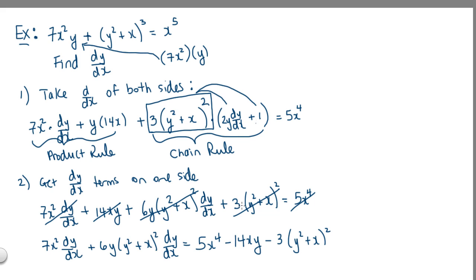So you can just double check that you've used all your terms and that you've got the correct signs, particularly on any terms that have been moved over to the other side. So that all looks great. Okay, next step.